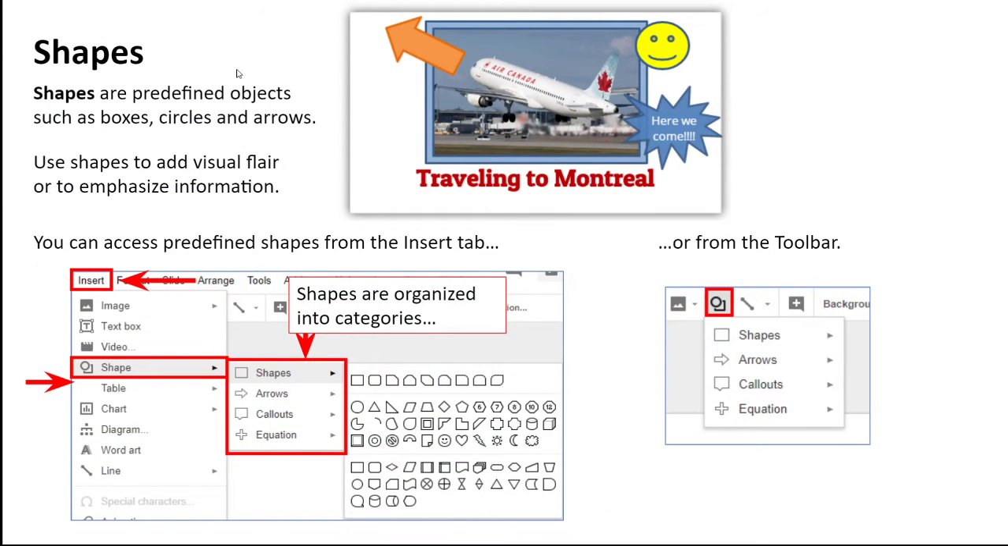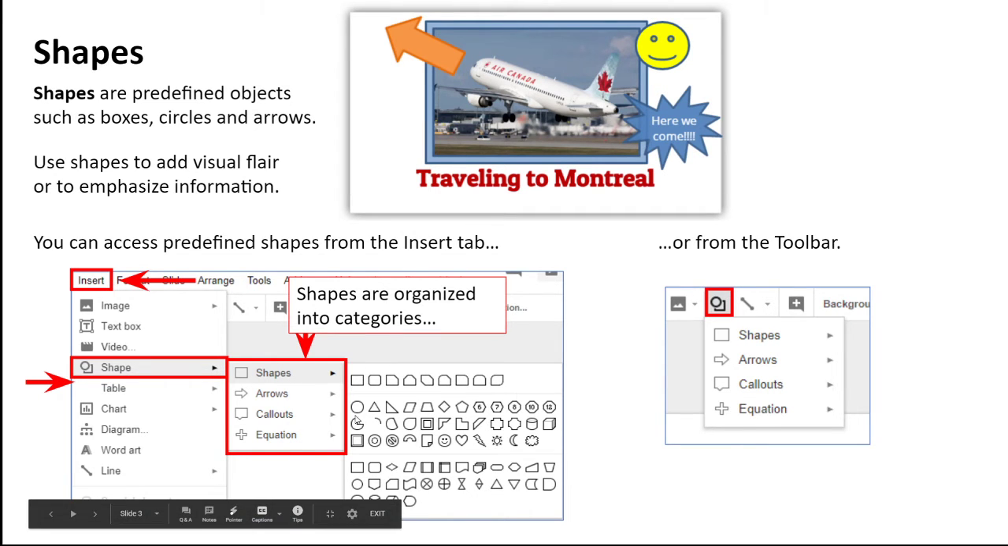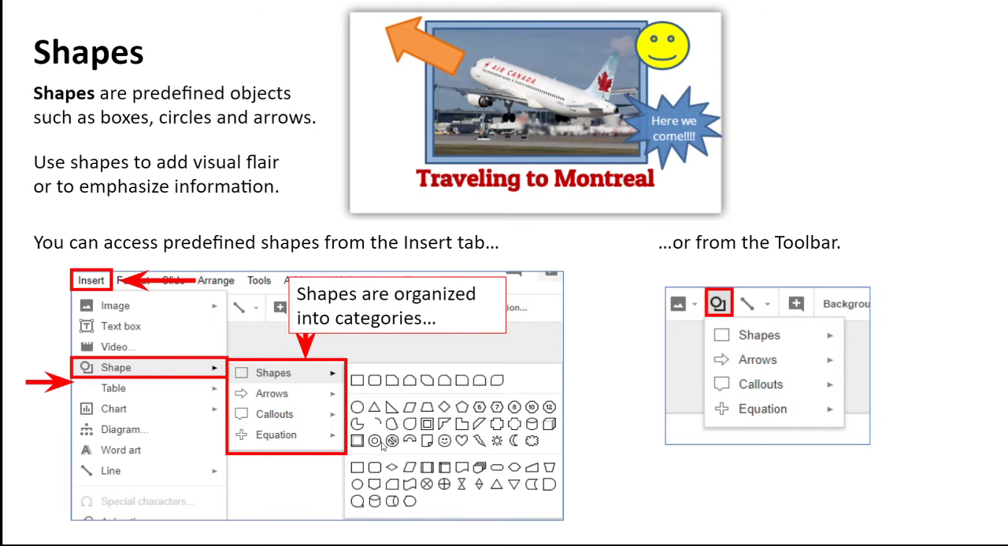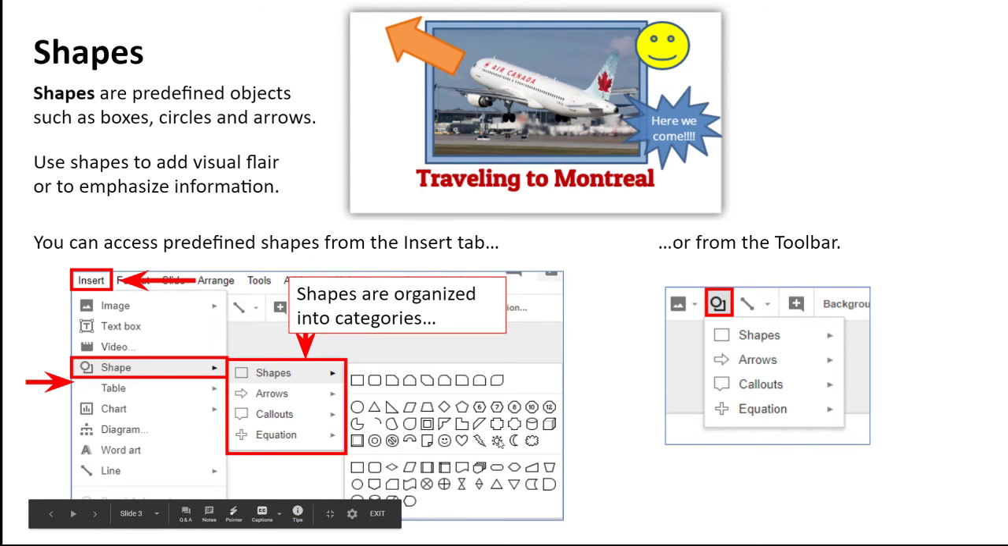Okay, so shapes are predefined objects such as boxes, circles, and arrows. All right, we're going to use them to add flair or emphasis to parts of our presentation. You can access them like this. Go to the Insert tab, go to Shape, go over to Shapes. You can see there's all these different options. We have just your regular rectangles, circles, triangles, some different polygons in here, some symbols.